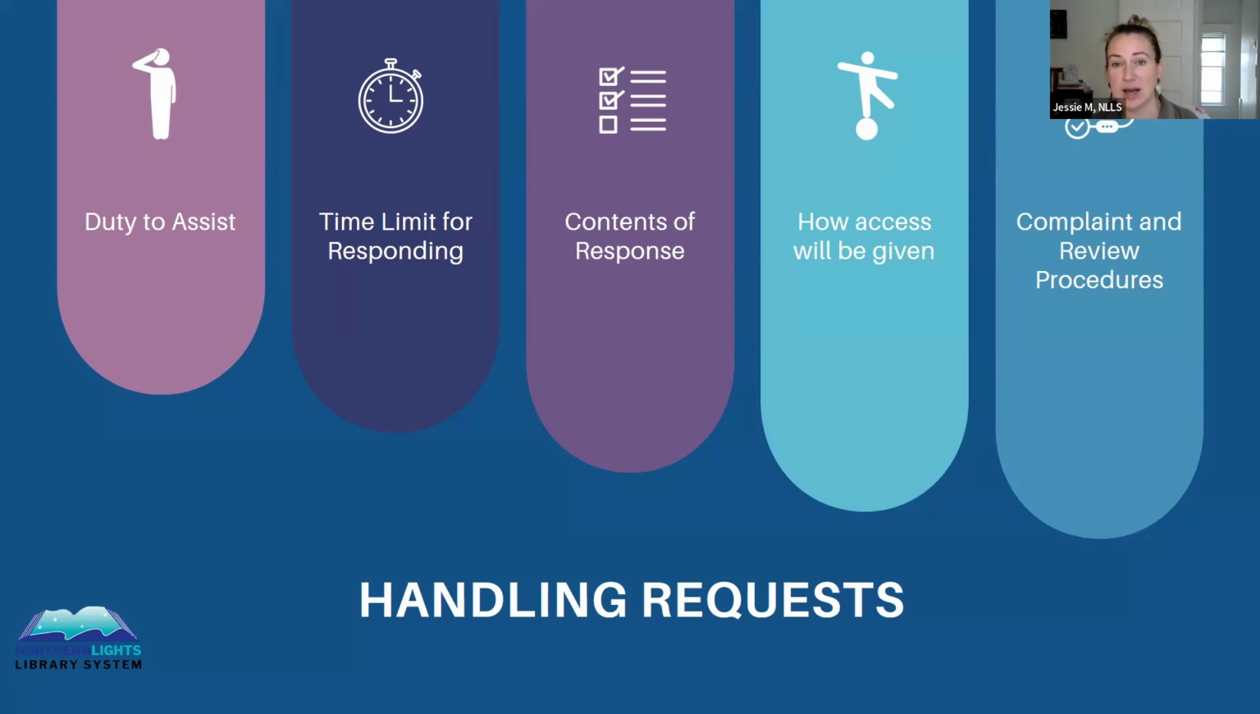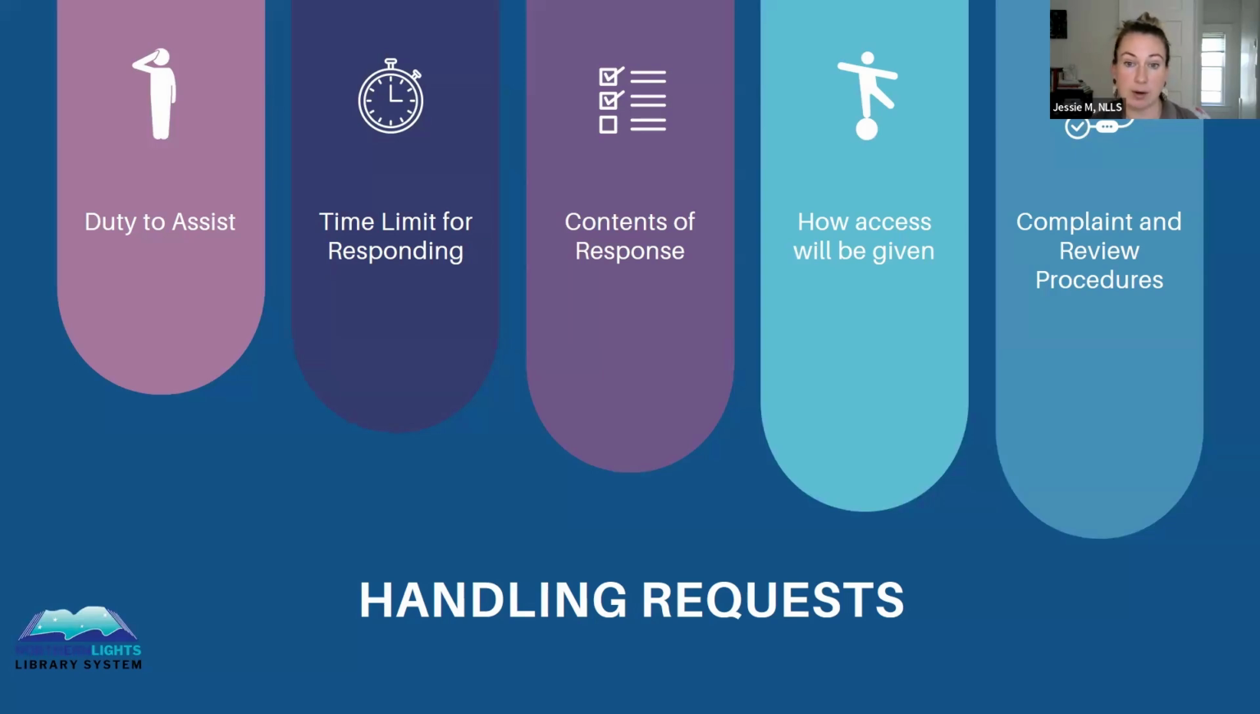So next there is the contents of the response. The decision must clearly state whether the requested records are being granted or denied. If access is denied, then the response must contain the reasons, including any specific exceptions or legal grounds under the FOIP Act, and a description of the records and an explanation of the applicant's right to request a review by the Information and Privacy Commissioner.